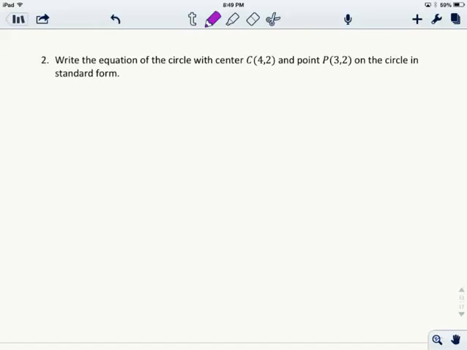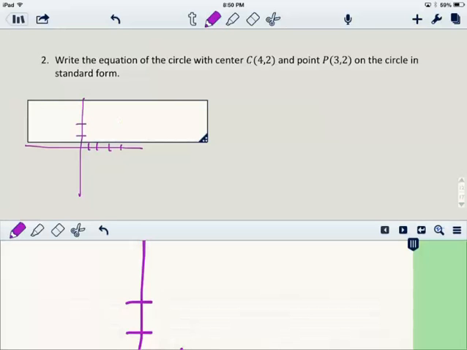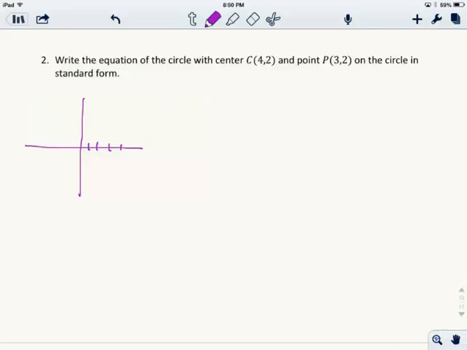Still dealing with circles. It says to write the equation of the circle given our center and a point on the circle. So if we look at and think about what this actually means, we have a center at 4, 2. That right there is our center.